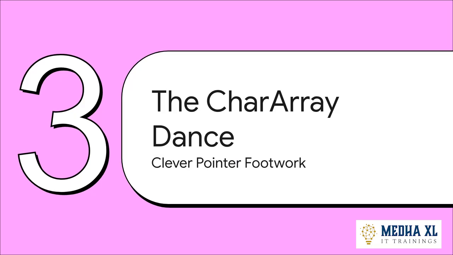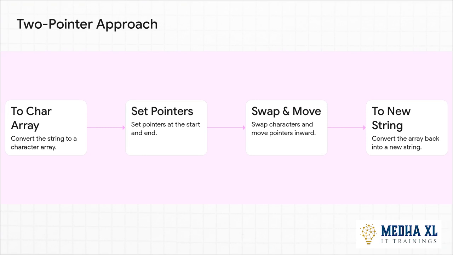Okay, so now that we get the why we can't just change the original string, let's look at our first solution. I like to call this one the char character dance, because it involves some pretty clever footwork with pointers. So here's the dance. Step 1, we take our unchangeable string and break it into a character array, which we can change. Step 2, we set up 2 pointers, one at the very start and one at the very end. Then the magic happens. We swap the characters at those 2 pointers, and then we move both pointers one step closer to the middle. We just keep doing that. Swap, move, until they finally meet or cross. And for the grand finale, we take that modified array and build a brand new string from it.